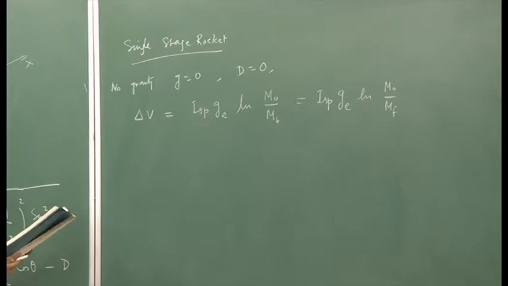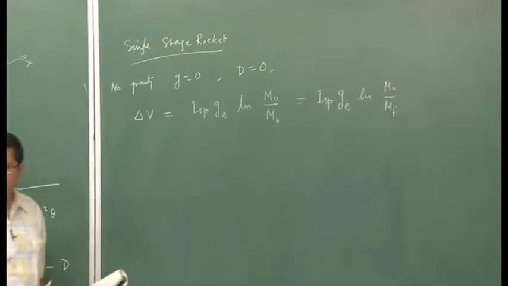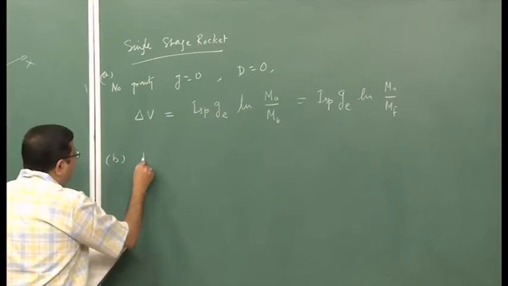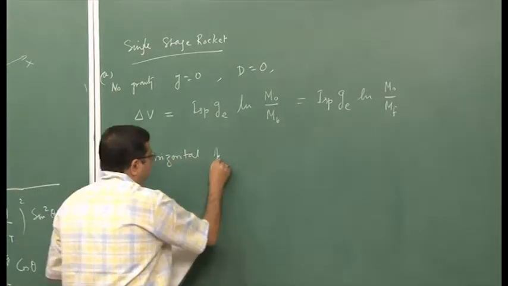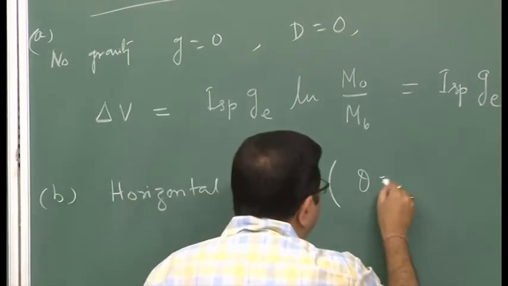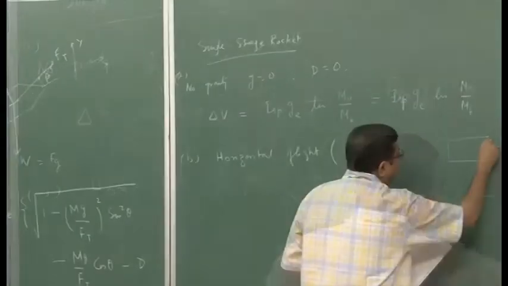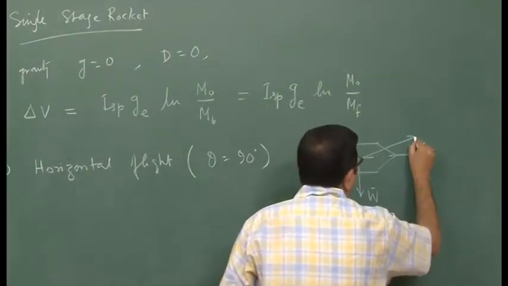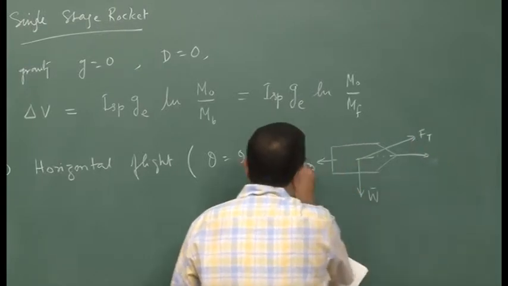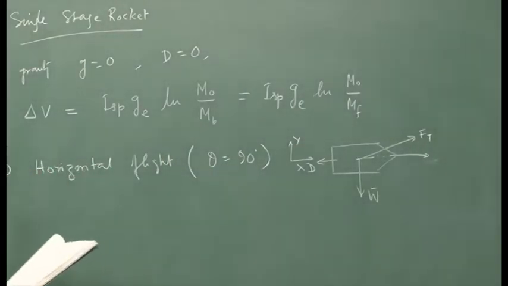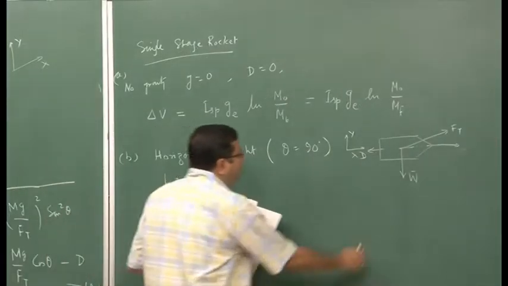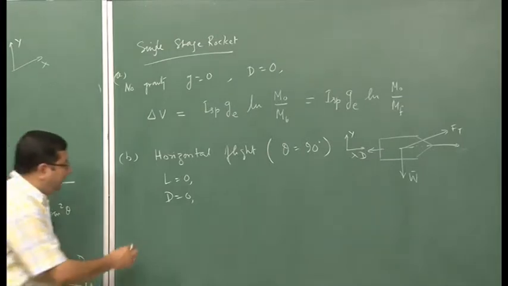And next, let us look at some other cases. This was case A, where these were the assumptions. Next, let us look at a horizontal flight, which implies that theta equals 90 degrees, according to our convention or the system that we are talking about. This is our x, this is y. And once again, we consider there is no lift, L equal to 0. Let us also consider that the drag force is not present, so D is also 0. However, we do not neglect gravity like we did here. So, in this case, gravity is non-zero.